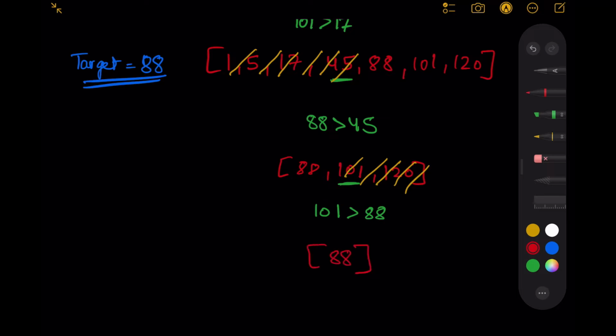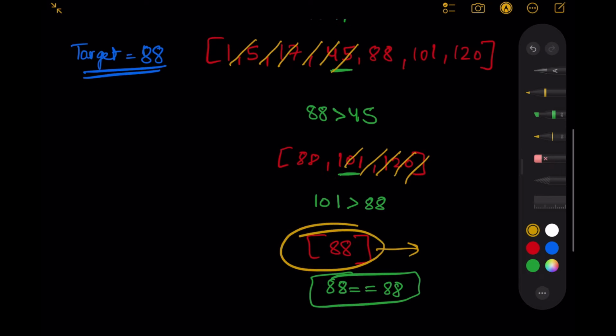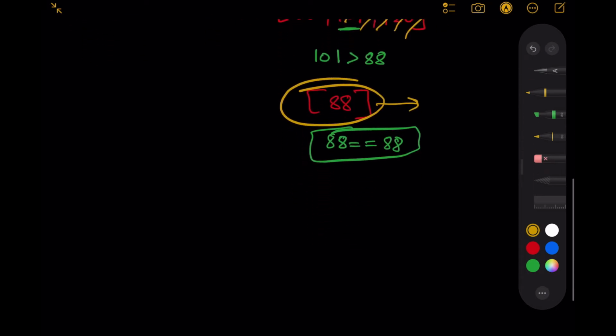Obviously the middle element is 88 and what I was trying to find was also 88. So my pivot is equal to my target. So now I can return the answer from here, and the answer would be the index for this particular remaining element. So using binary search, we have actually found our answer.